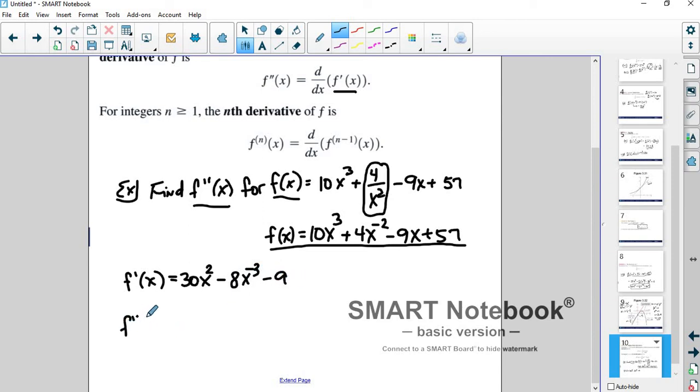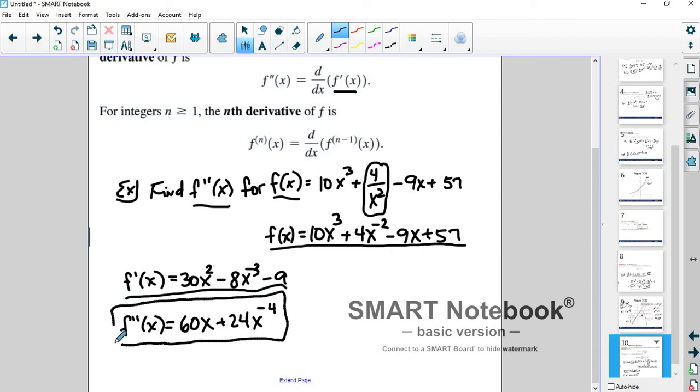To find the second derivative, we take the derivative of this guy. Same rules apply. Doesn't matter what you call it. Same rules apply. So bring the 2 down. 2 times 30 is 60x to the first power. Negative 8 times negative 3 is positive 24x to the negative 4 power. And then again I have a constant. The derivative of negative 9 is 0. And so this function right here is the derivative of f prime. But it's the second derivative. This notation represents that it's the second derivative of this original f.